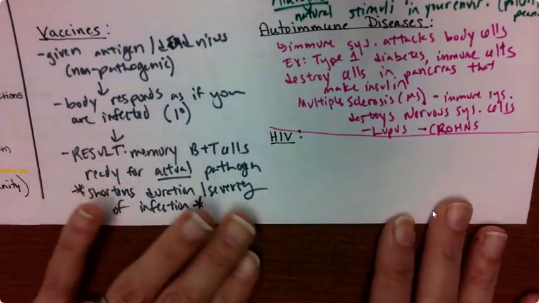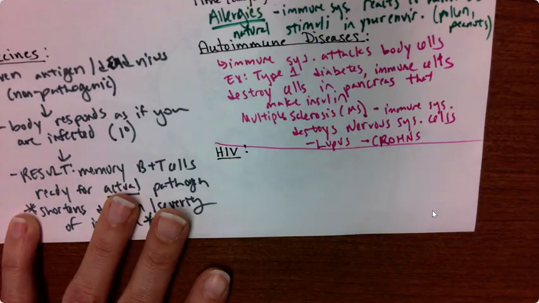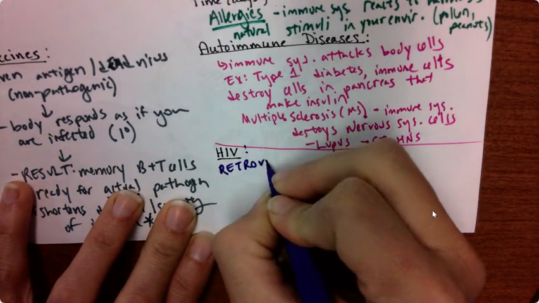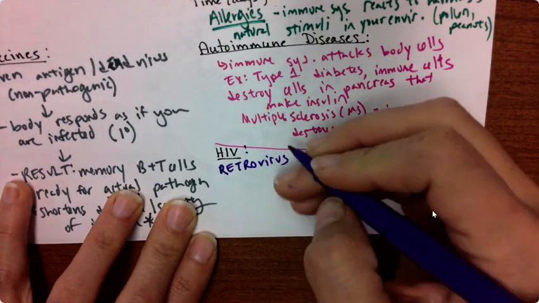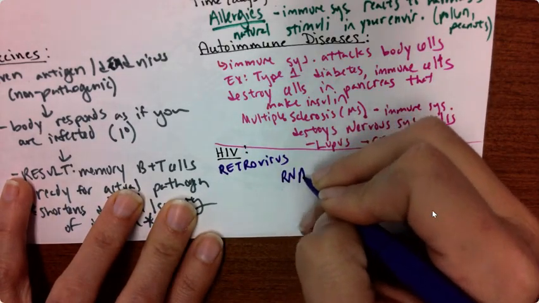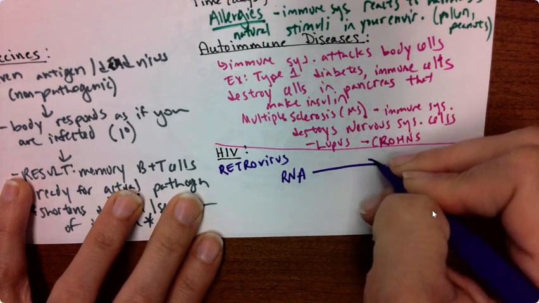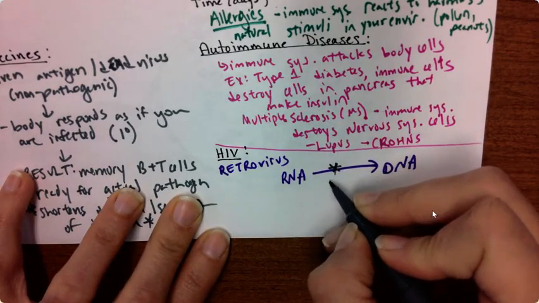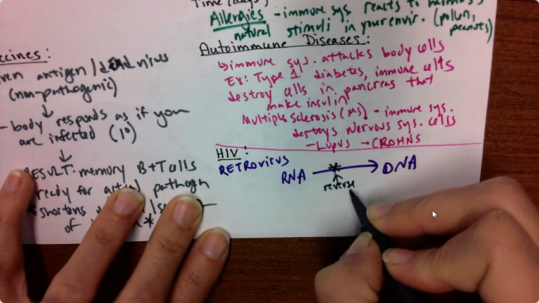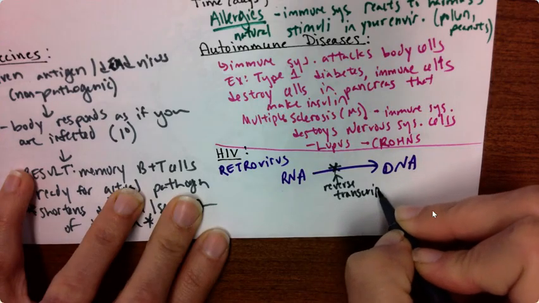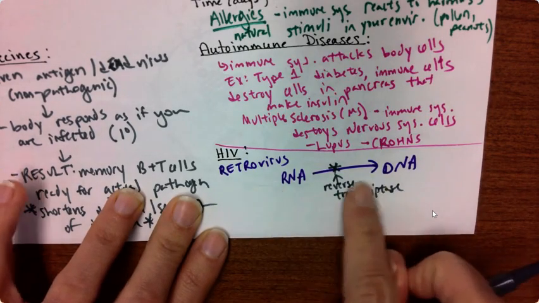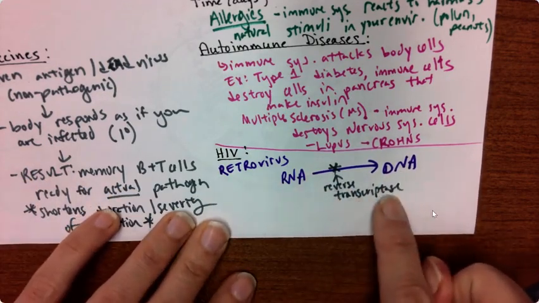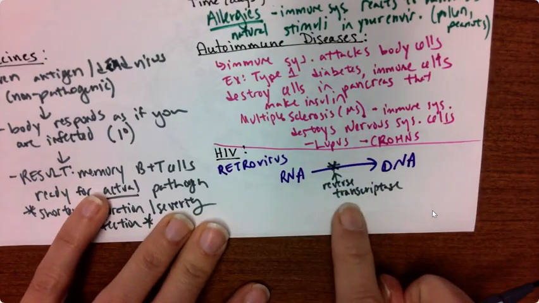The final thing I want to talk about is HIV. HIV is a retrovirus, meaning the genetic information in HIV is RNA, and it's reverse transcribed into DNA, so it goes backwards. And there's a special enzyme called reverse transcriptase that does this, that brings the RNA back to DNA. And one of the medications to treat HIV is to destroy reverse transcriptase, but that's neither here nor there.